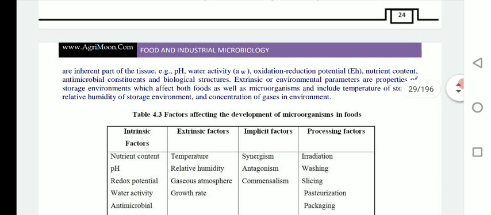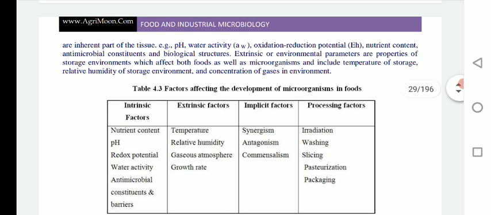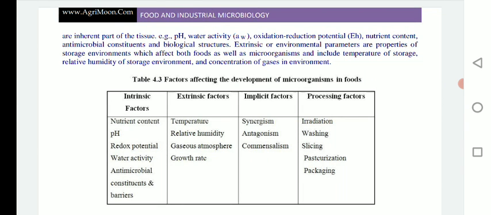And then there are some extrinsic or environmental parameters, or properties of the storage environment, which affect both food as well as microorganisms, and these include temperature of storage, then relative humidity, and the concentration of gases in that environment.